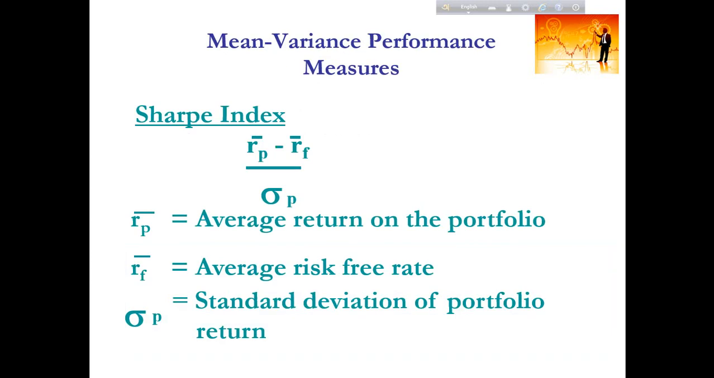So first of all, the Sharpe index or the Sharpe ratio. Here we have a pure risk and return trade-off, where our numerator is the excess return generated by the portfolio, or the portfolio return minus the risk-free rate of return, and the denominator is the standard deviation of returns generated by that portfolio. So a higher Sharpe ratio implies better performance.